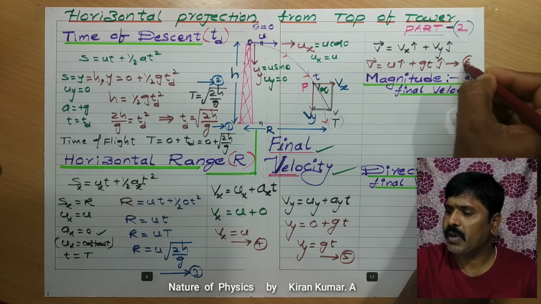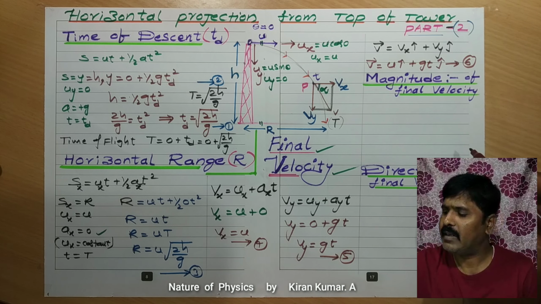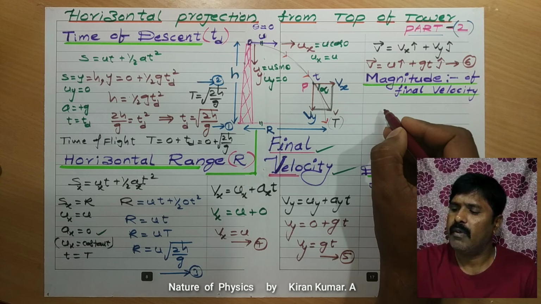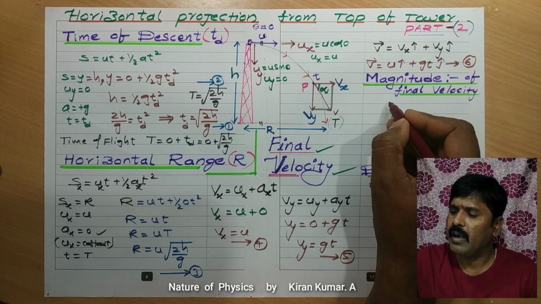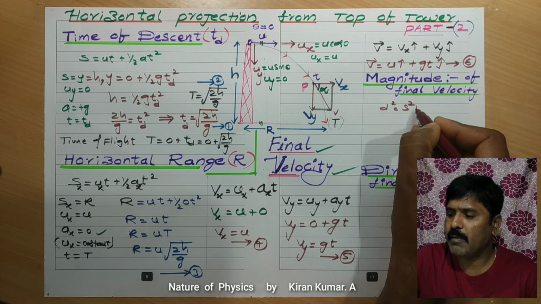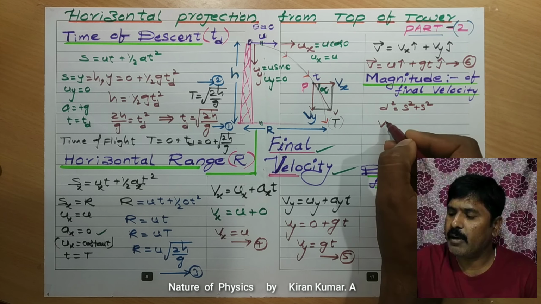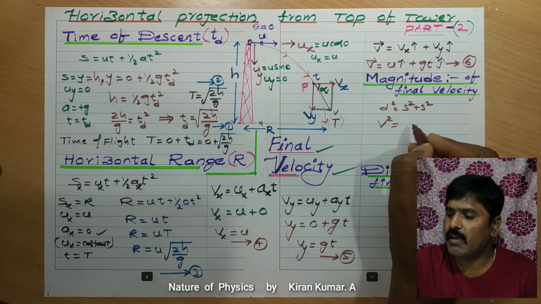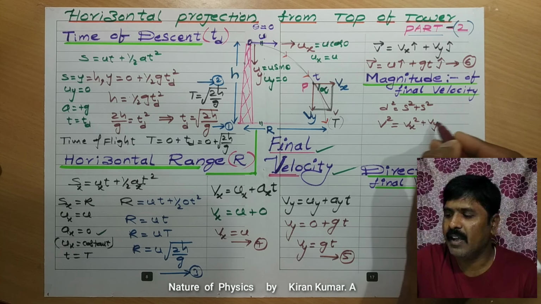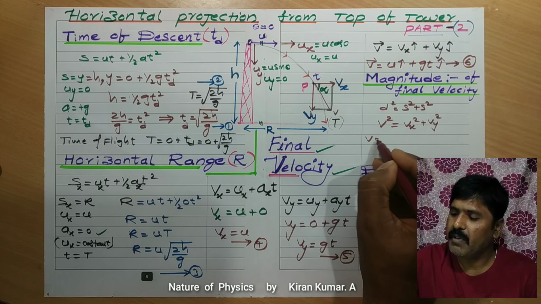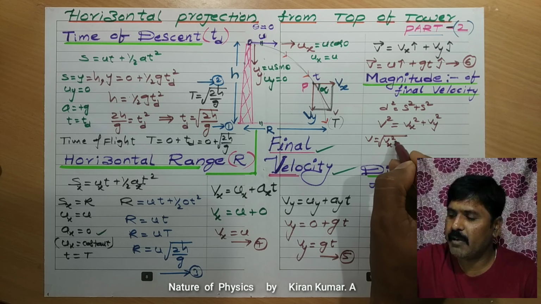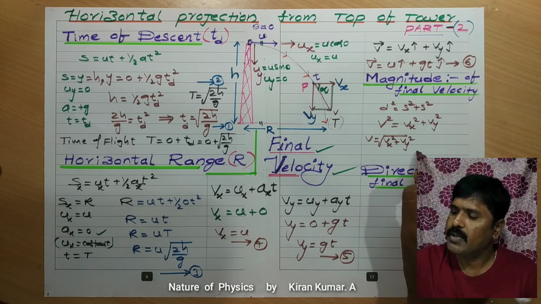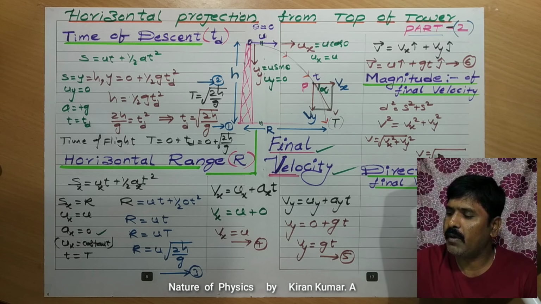This is taken as equation number 6. Magnitude and direction I am going to find, student. Here for magnitude, this is a 2-dimensional vector, diagonal square is equal to side square plus side square, student. That is, the diagonal represents the final velocity, that is v square is equal to vx square plus vy square, student. So v is equal to root over vx square plus vy square. So v is equal to root over u square plus gt whole square, student. Now I can write this as equation number 7.